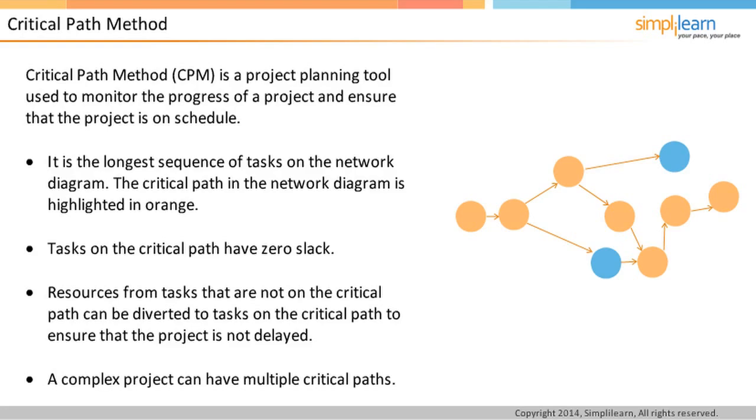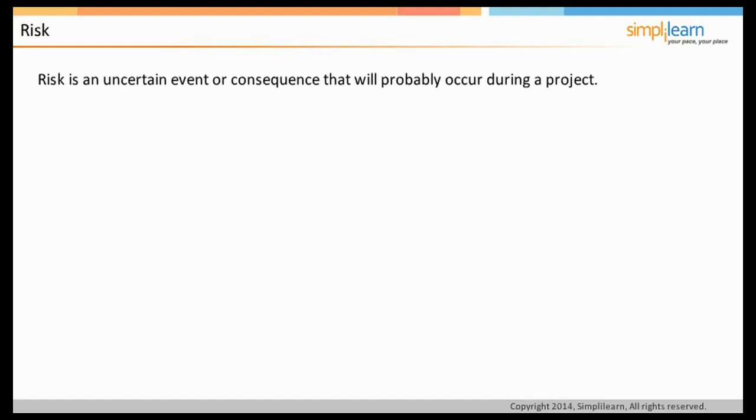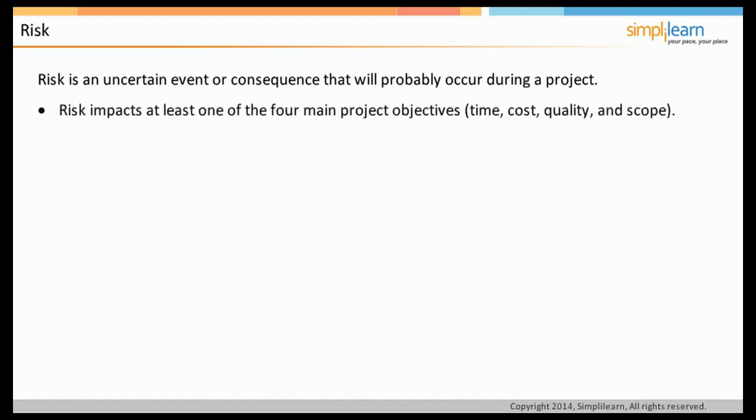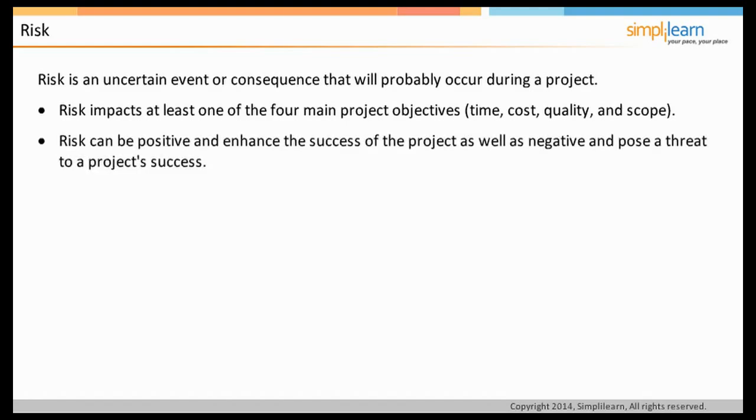We will understand the concept of risk in this screen. Risk is an uncertain event or consequence probable of occurring during a project. The main objectives of any project are time, cost, quality, and scope. Risk affects at least one of the four project objectives. It is important to understand that risk can be both positive as well as negative. A positive risk enhances the success of the project, whereas a negative risk is a threat to a project's success.